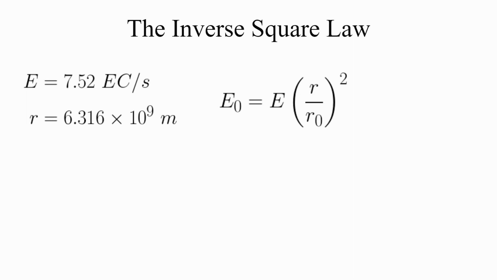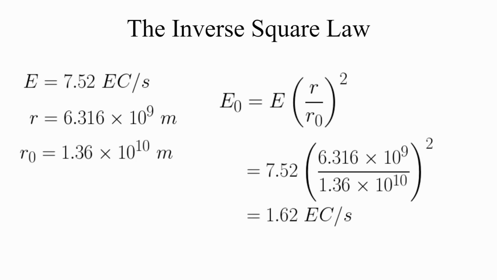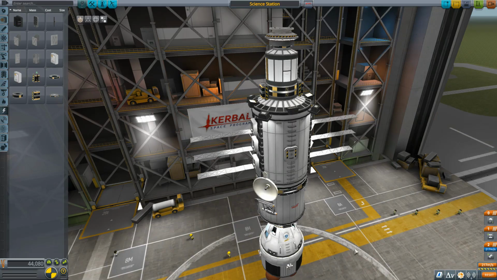R0 is just Kerbin's distance from the sun, which is 1.36 times 10 to the 10 meters. We substitute that all in, and that comes out to be 1.62 electric charge per second for our E0. The E0 is the electric charge we need at Kerbin in order to get the 7.52 that we want at Moho. 1.62 electric charge per second is nothing.